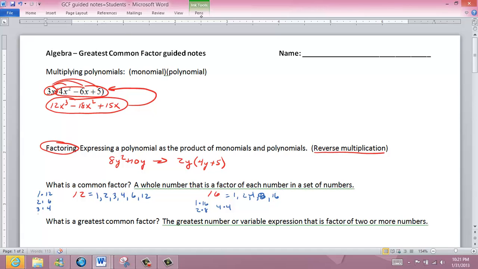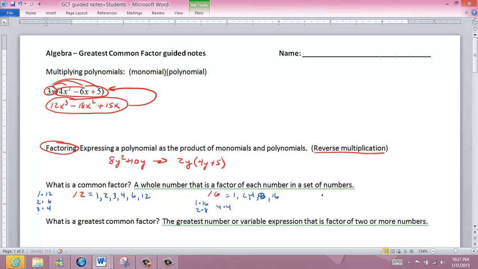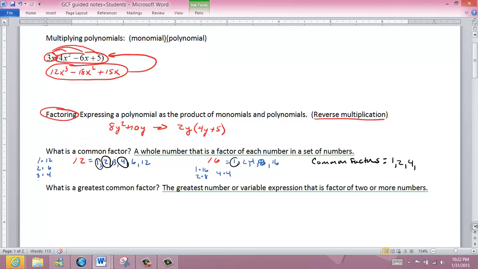Now, the common factors are the numbers that are in both sets of factors. 1 is in each of them, so that's a common factor. 2 is in each set, yes, so 2 is a common factor. Was 3 in both sets? No, it is not a common factor. But 4 was in both sets, therefore it's a common factor. Were 6 and 12? Nope. So the only common factors between the numbers 12 and 16 are 1, 2, and 4.